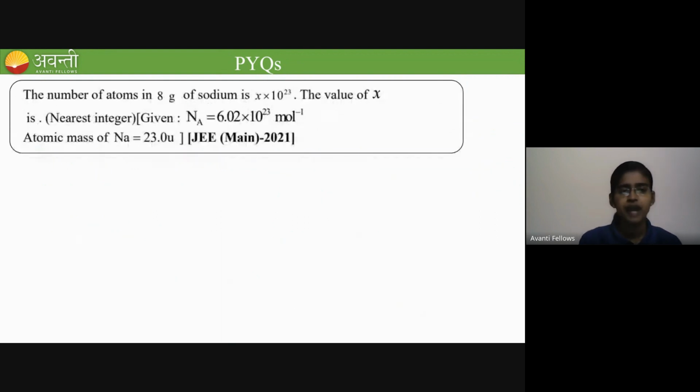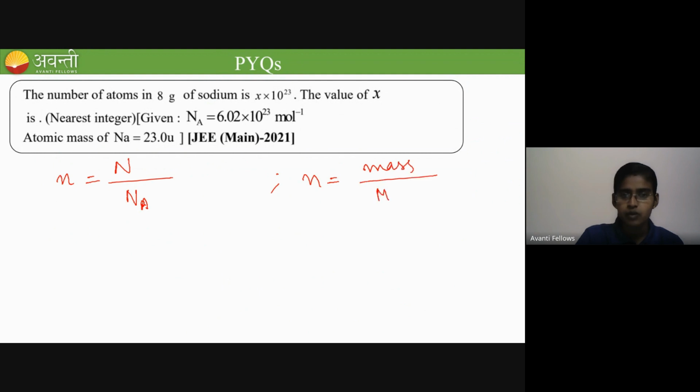Now coming to the next question. The number of atoms in 8 gram of sodium is X into 10 to the power 23. The value of X is. So the mass of sodium is given. We have to find out the number of atoms. So we know that the number of moles is equal to number of atoms divided by Avogadro number, or I can say N0 or Na. And the number of moles is also equal to the given mass divided by molar mass. So both are the formulas to find out the number of moles.